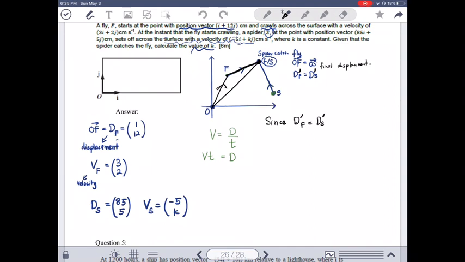So the initial displacement plus the displacement of that. But we do not have the displacement here. We have the velocity. We do not have the displacement. To have the displacement, we need to multiply by t. So we have 2 times t. So this is just vt.